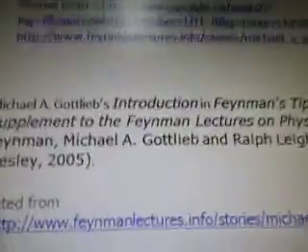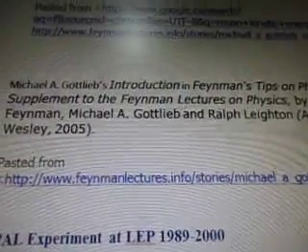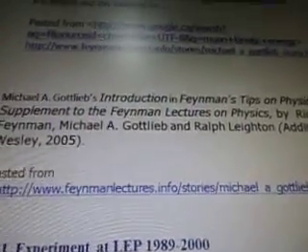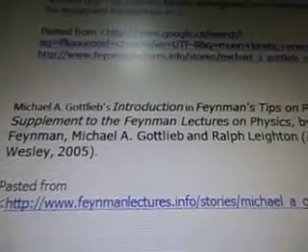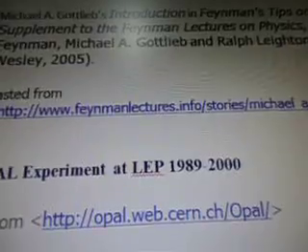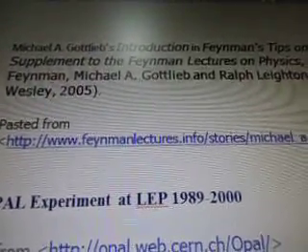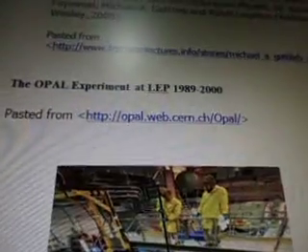Michael A. Gottlieb, Introduction in Feynman's Tips on Physics, a supplement to the Feynman Lectures on Physics by Richard P. Feynman, Michael A. Gottlieb, and Ralph Leighton, Addison Wesley, 2005. That's from www.feynmanlectures.info. I'll be posting that link on the website.